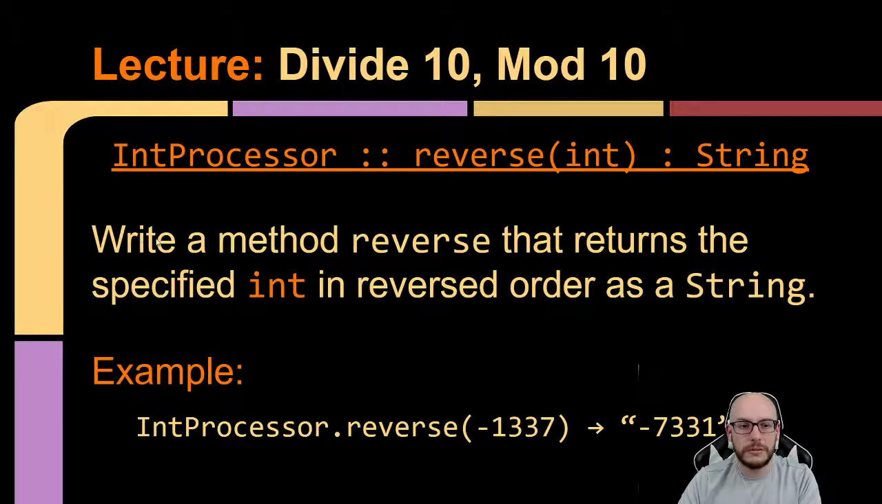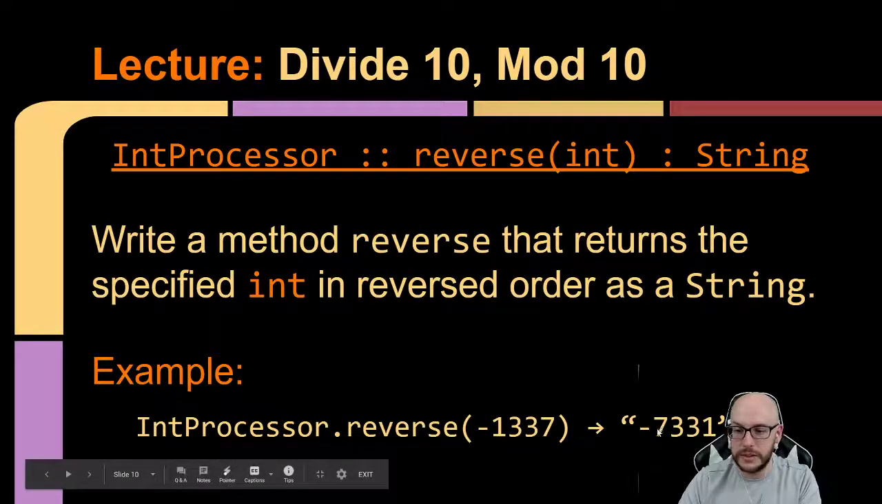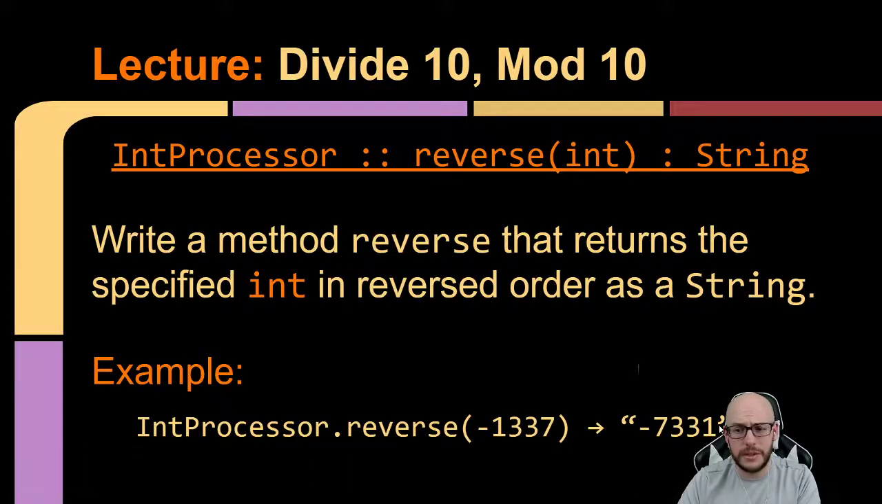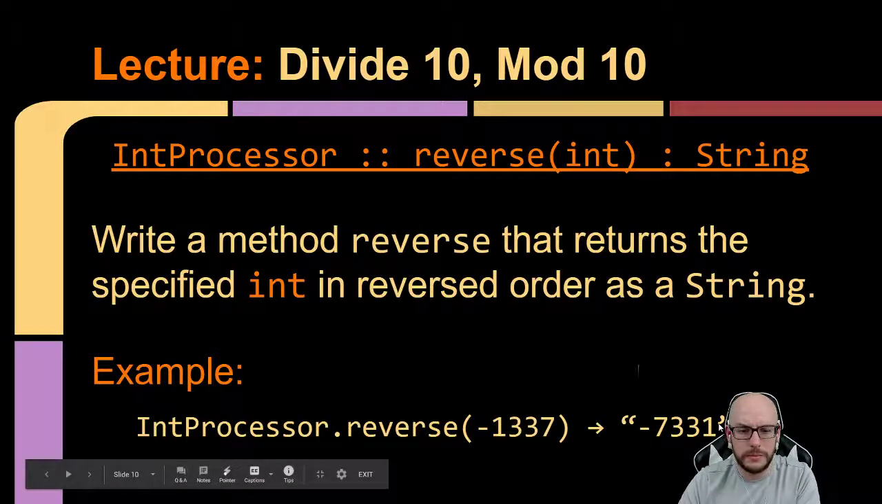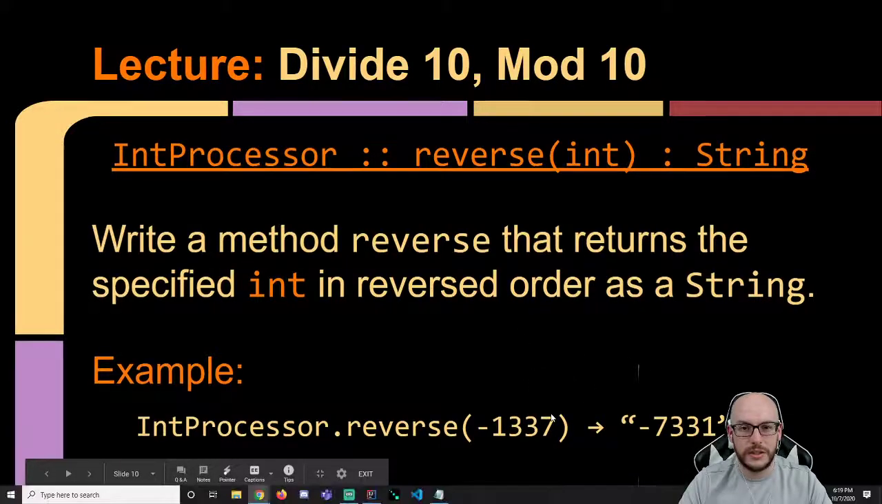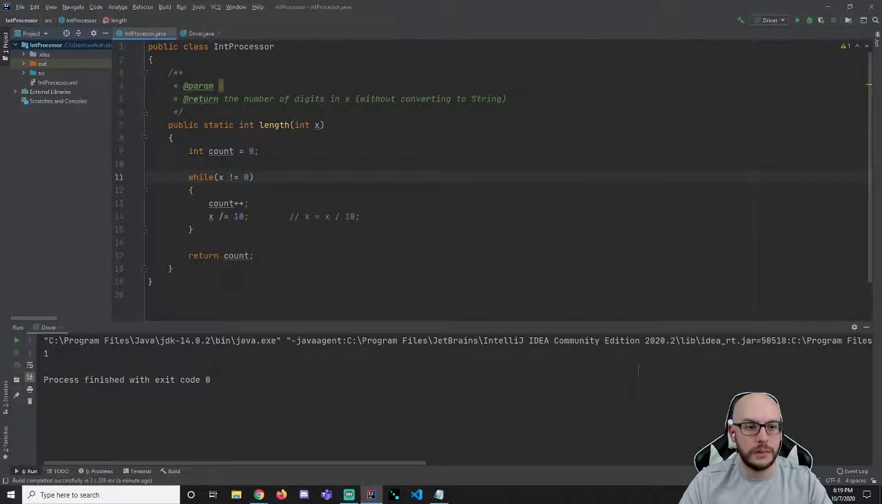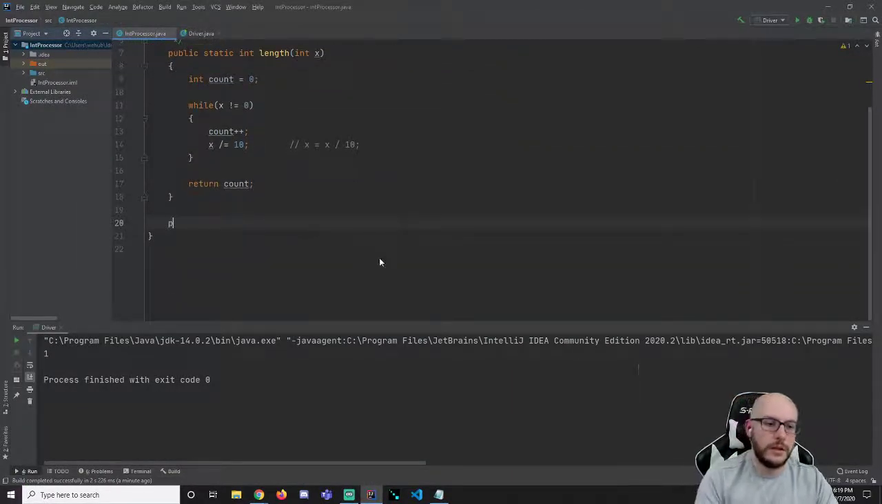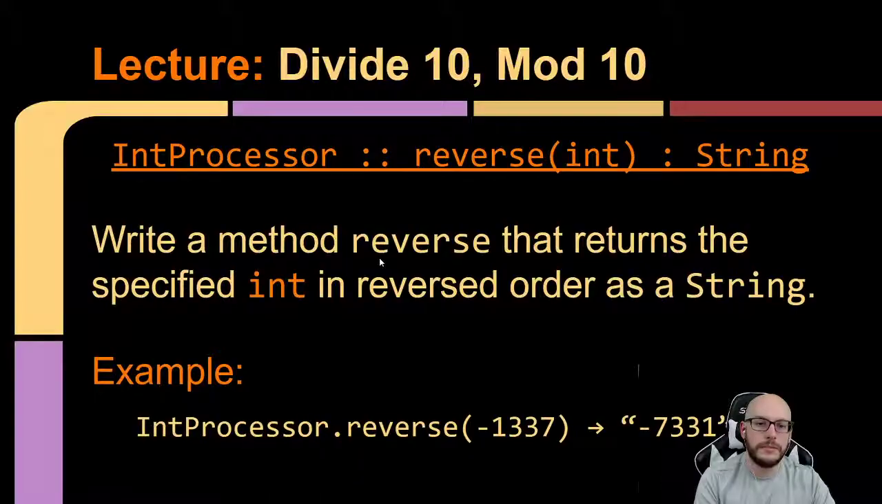Okay, let's take a look at our next method. This one's called reverse. Write a method reverse that returns the specified int in reversed order as a string. Okay, this one's a little interesting. Right, we have the negative up front and it's showing the negative here. You could put it at the other end and I would be okay with that, and that may be what we do. Let's figure this out. I probably will handle the negative towards the end. Like I just want to consider it as a positive number, and then we'll worry about the negative after the fact. We got public, static. Return type here is string.